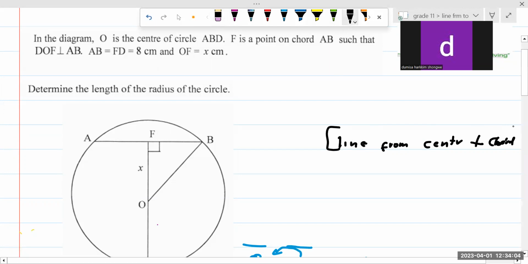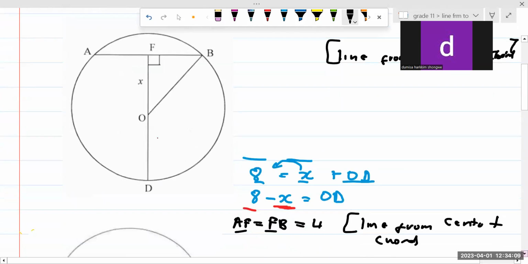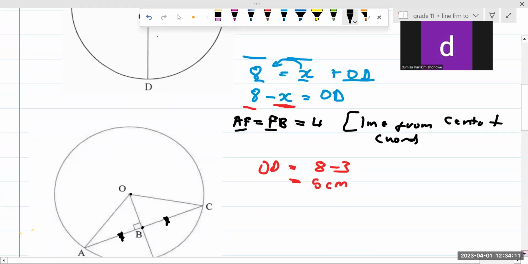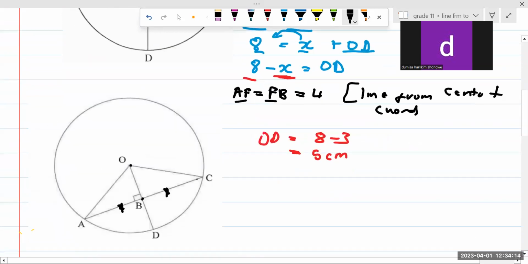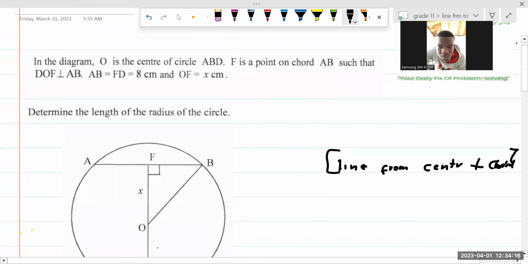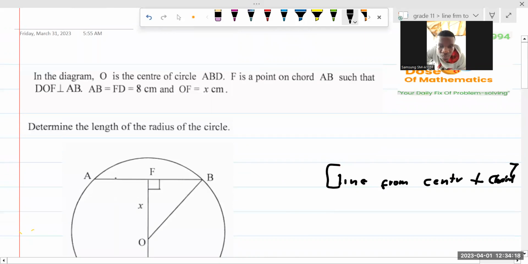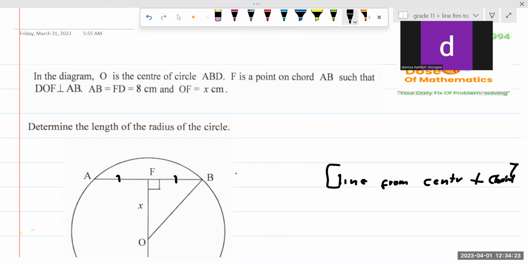What is missing again on our diagram such that it looks like this diagram? Remember, the ultimate goal of the diagram is to look like this. So what is missing here? The equal sides. So you will come and write the equal sides here. You will say, okay, AF is going to be equal to FB. And then the reason is because of whatever is given: you have a line from the center which is perpendicular to the chord.